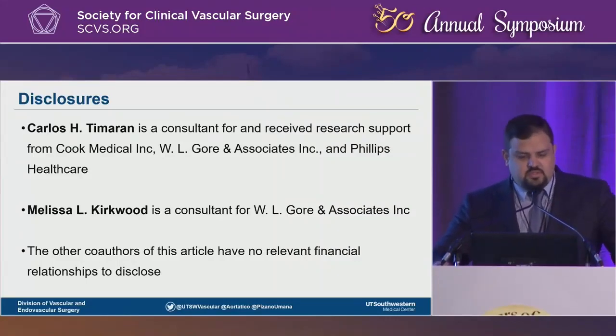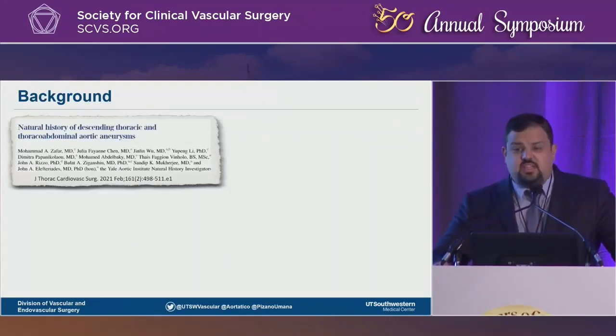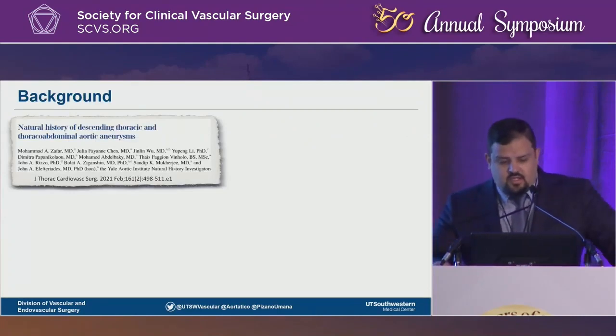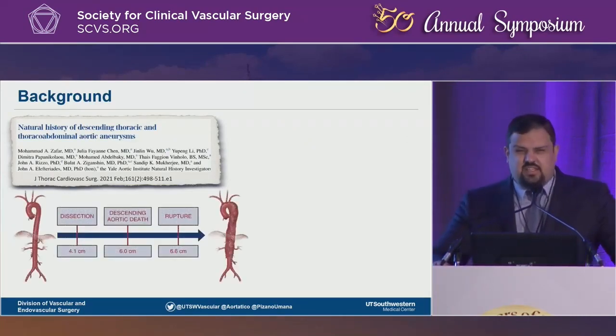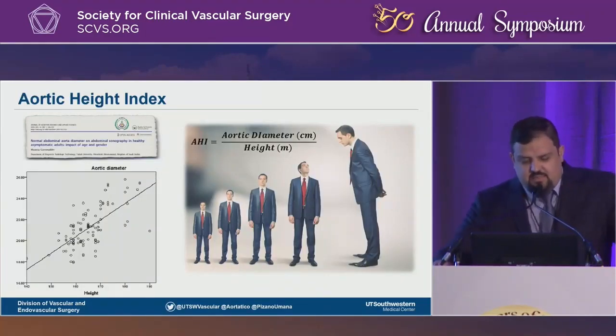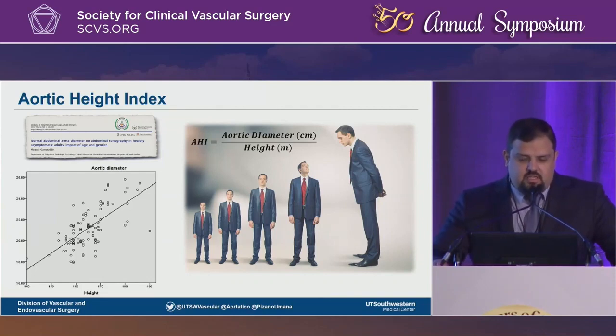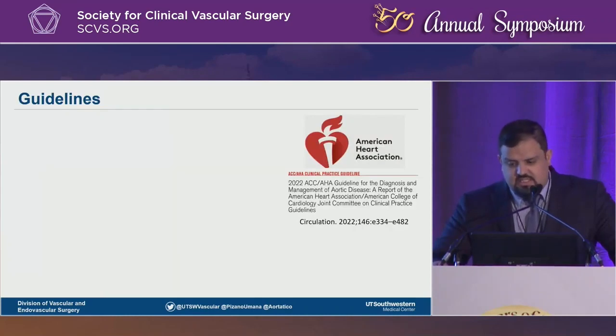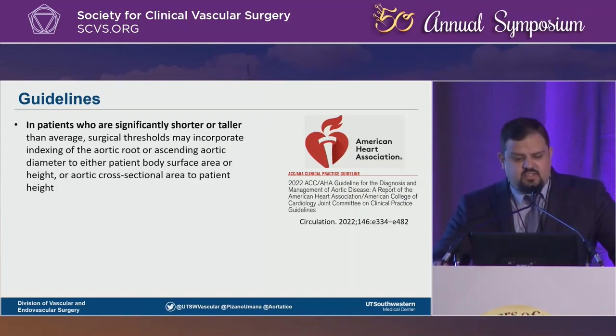As you know, the size criteria for thoracoabdominal aneurysm is not as clear as for infrarenal. The reason is that we don't have as clear evidence to support that. Aortic height index has been widely studied mostly in ascending and root aneurysms. For that reason, the American Heart Association guideline recently included that in patients who are significantly shorter or taller than average, this kind of index helps a lot.